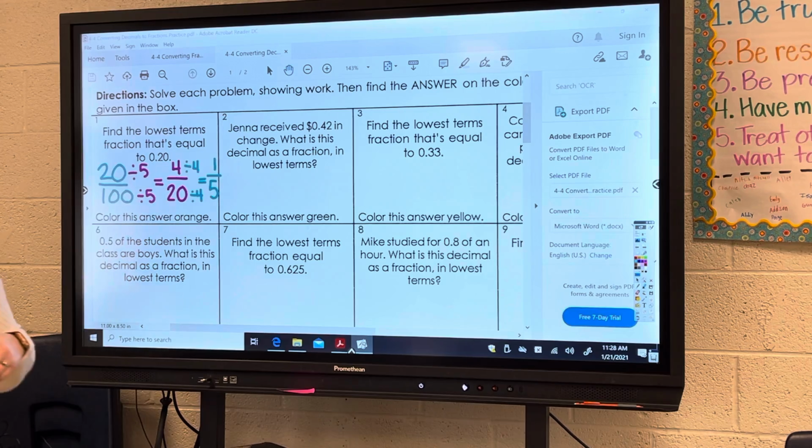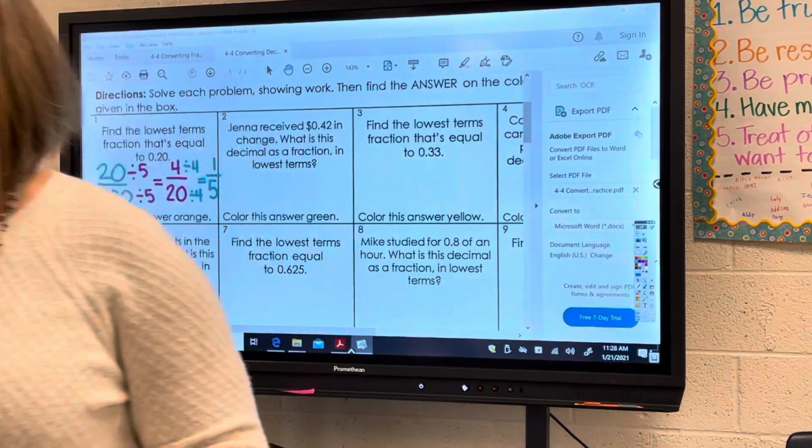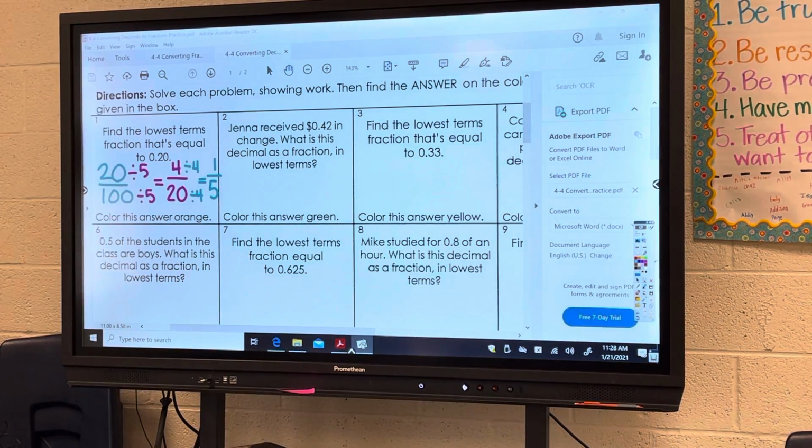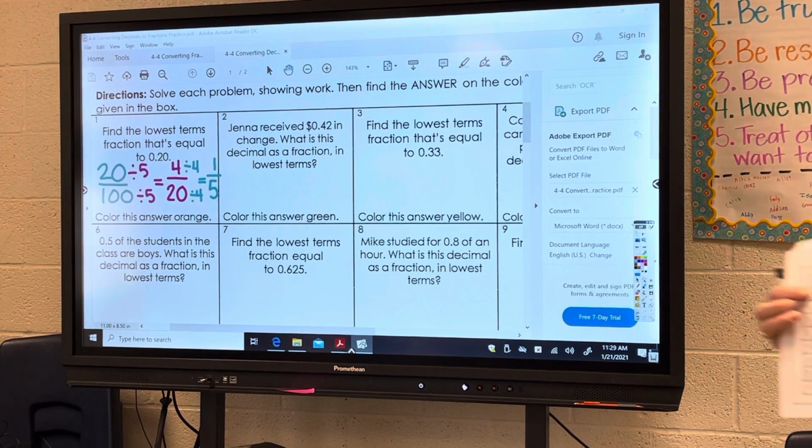Is 1/5 an option on the back? It is. You can see it, the little diamonds up here at the top. Right here. See it right here?